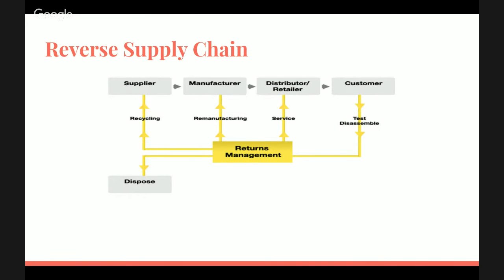Reverse supply chain refers to the flow of returned materials from consumers to retailers, from retailers to distributors, or from distributors to manufacturers. As you can imagine, this all depends on company policies and terms of agreements on products.